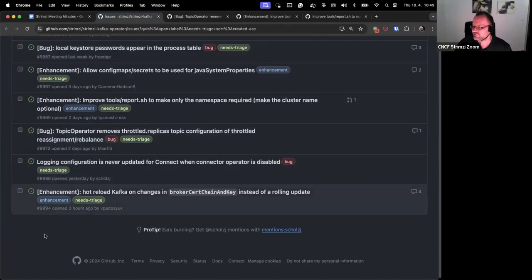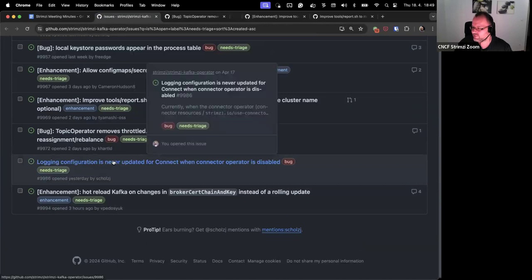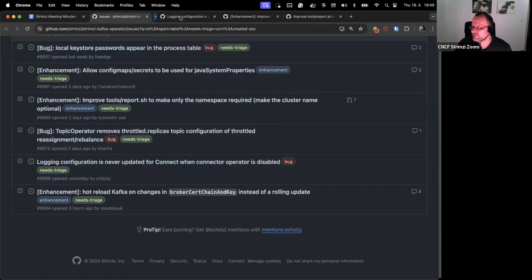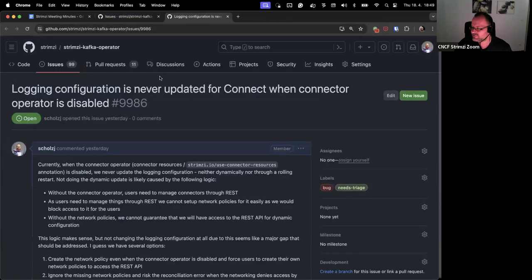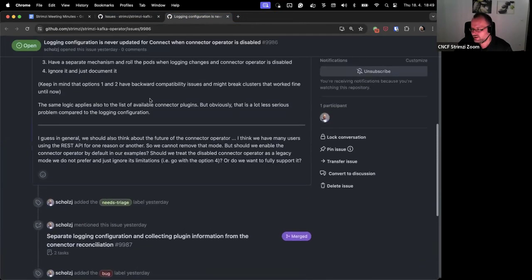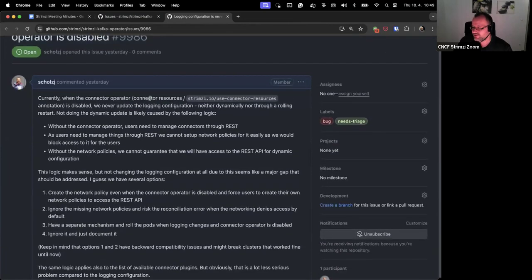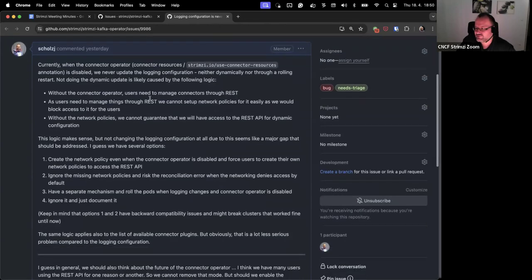Okay, I'm running out of time. So the next issue was opened by me. I knew already before that we don't get the list of the plugins available in Kafka Connect when the connector operator is disabled. But what I realized while refactoring the code is that we don't update the labels either, and that seems to be not nice. But I'm not sure what's the easy solution.